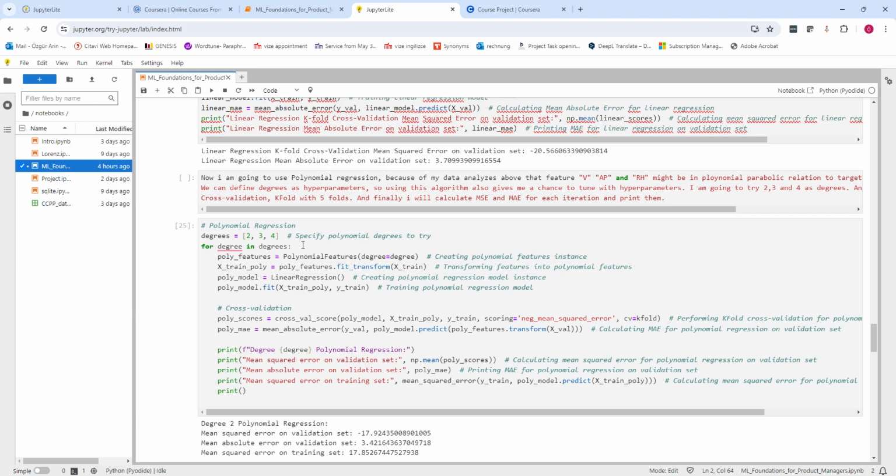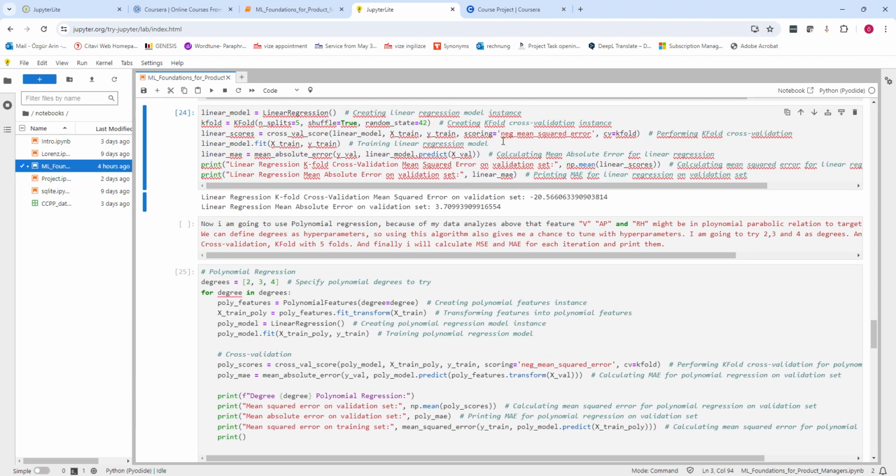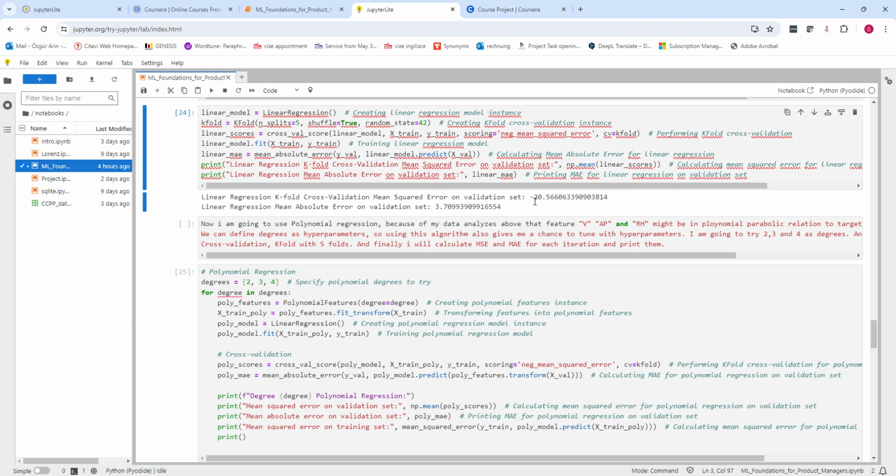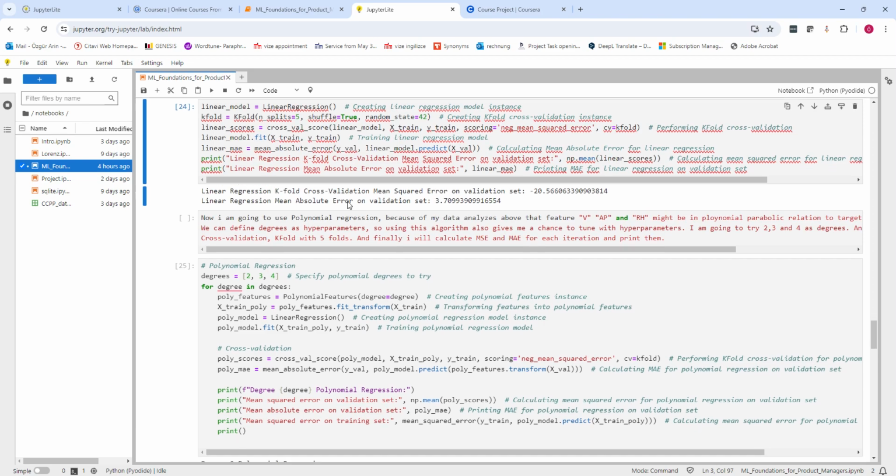And in that case, I see that the first algorithm after training in the validation, k-fold validation, shows me an MSE of -20. The minus sign is coming from this negative mean squared error, because it's a convention that actually helps us to order the things. However, we could also think of it as an absolute value. And the mean absolute error is actually 3.7. So these are my results from the first linear regression.